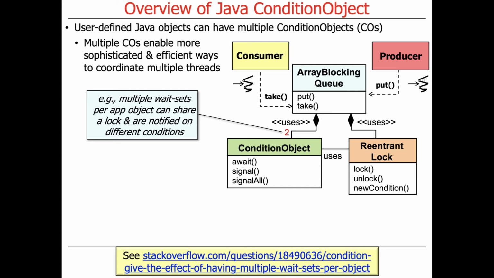So if you think about threads that are waiting for the array blocking queue to become non-empty versus threads that are waiting for the array blocking queue to become not full, those are two different conditions. And by using two different wait sets or two different condition objects, it allows us to only wake up threads that are waiting for something to become not empty rather than waking all the threads up, which would waste the time of the ones that aren't waiting for the queue to be not empty.